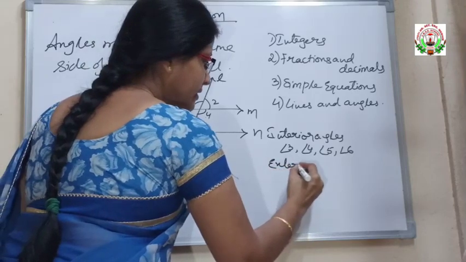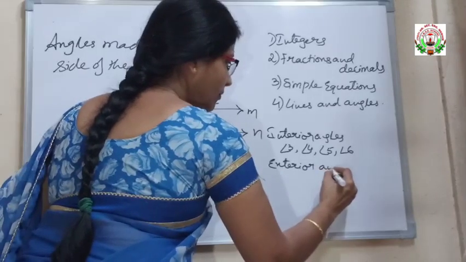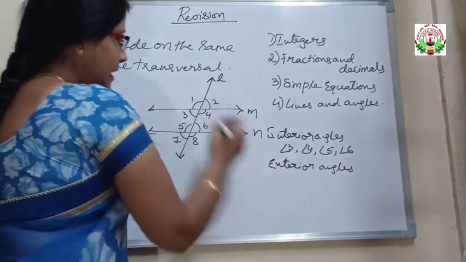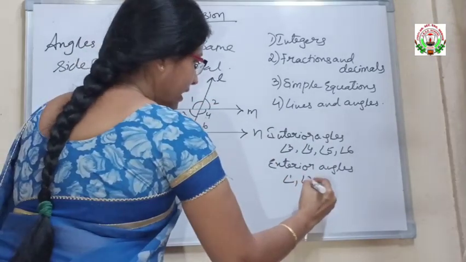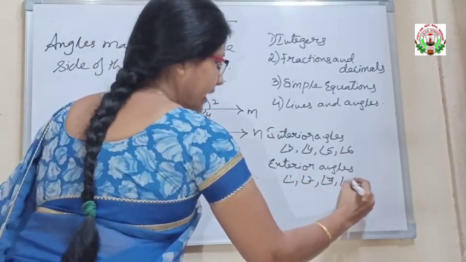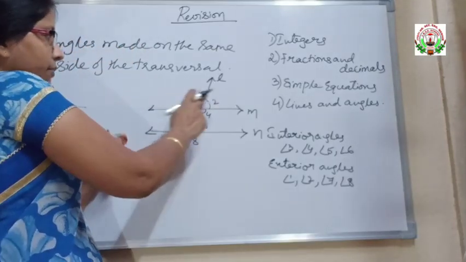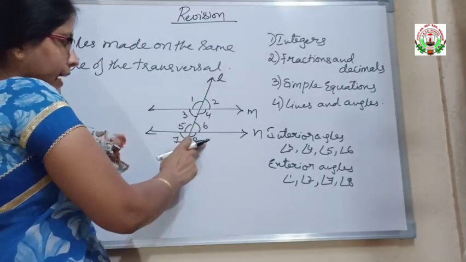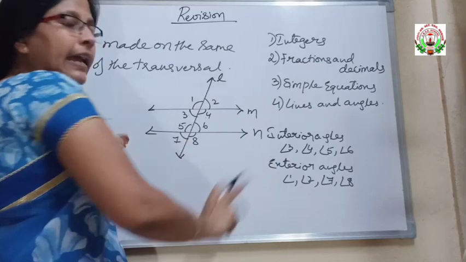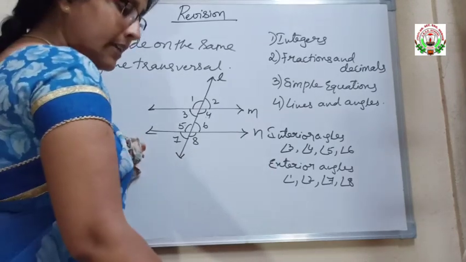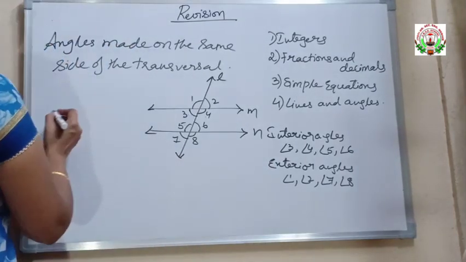Next one is exterior angles. Exterior angles are angle 1, angle 2, angle 7 and angle 8. These are exterior angles. Next one is pair of corresponding angles.